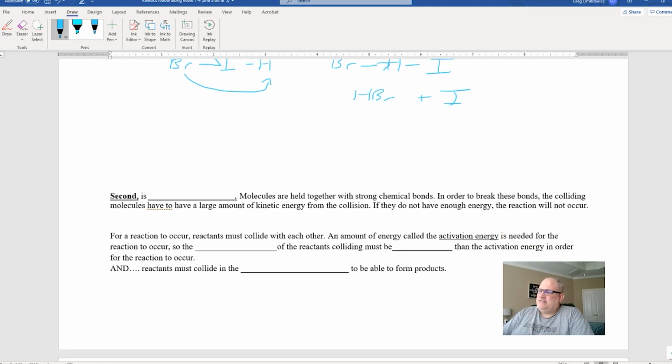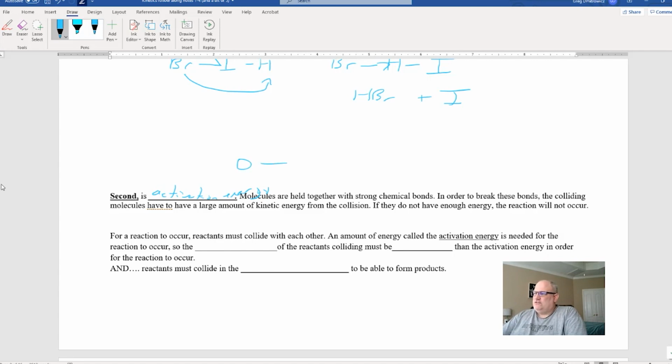The second is activation energy. Now, what is activation energy? Well, it's the amount of energy required to make a reaction go. Now, if you think about it, we talked about this last unit about how molecules had to first be broken apart. Their bonds had to be broken on the reactant side and then reformed on the product side. And that requires a lot of kinetic energy.